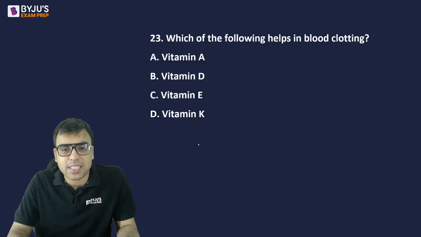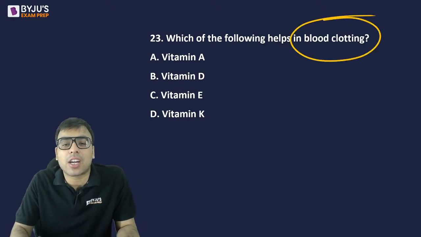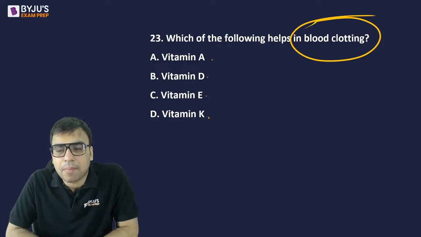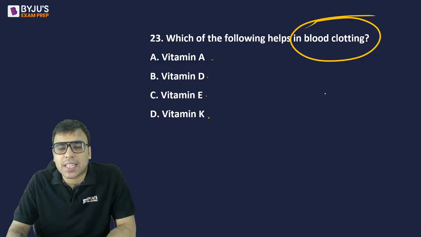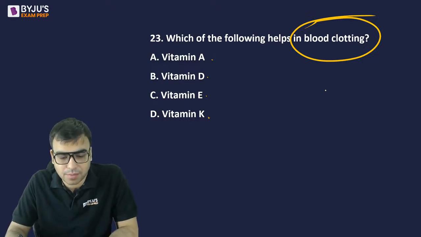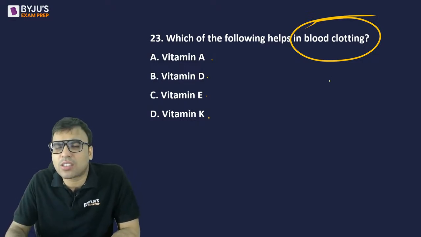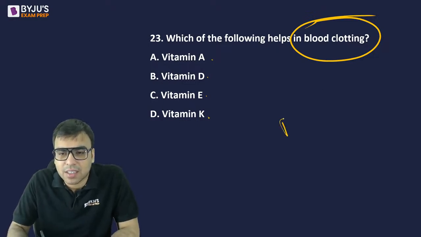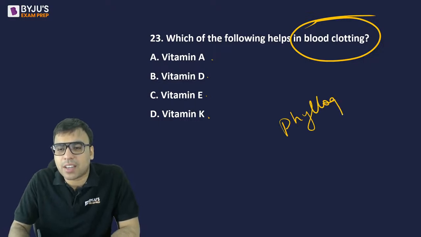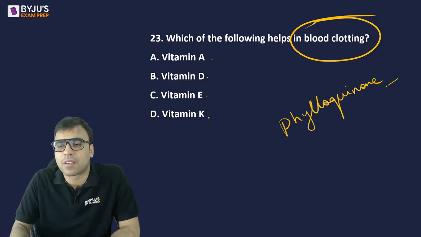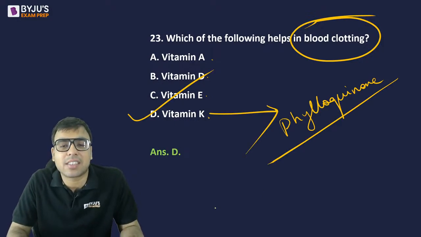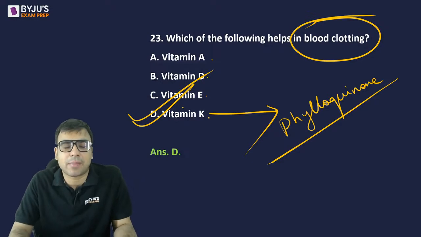The next one is which of the following helps in blood clotting? Vitamin A, vitamin D, vitamin E, vitamin K. What is the right answer to this question? Blood clotting में कौन सा मदद करता है vitamin? I think this also we had discussed some weeks back. Phyloquinone भी इसको कहते हैं ना. Okay, so the right answer is vitamin K. So D is the right answer to this question. That is vitamin K, phyloquinone.